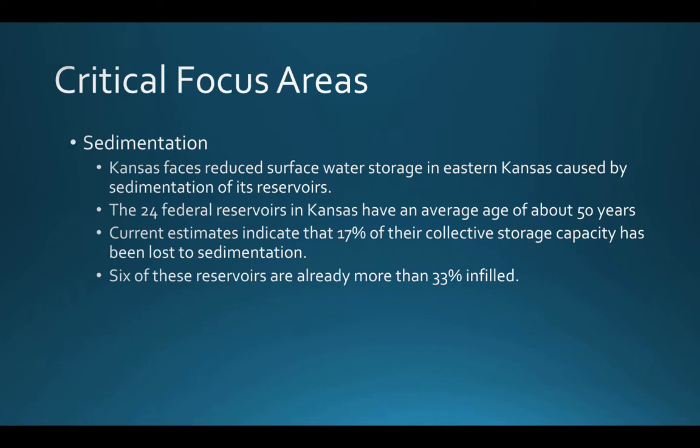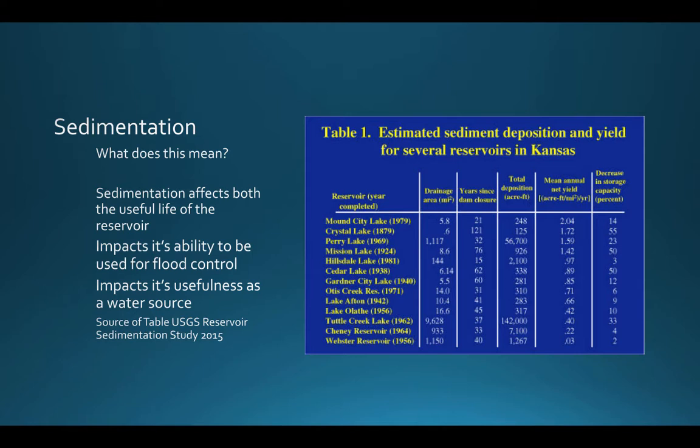And there are 24 federal reservoirs in Kansas. The average age of the reservoirs in Kansas is about 50 years old. Current estimates indicate that about 17% of the collective storage capacities of these have been lost by sedimentation. So we've lost 17% of the storage capacity of our reservoirs. 6 of the reservoirs are considered to be critically infilled at 33% or more, meaning they've lost over a third of their storage capacity. And let's look at some of those reservoirs and where they might be located.